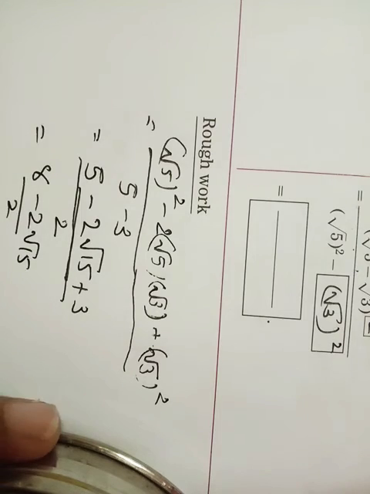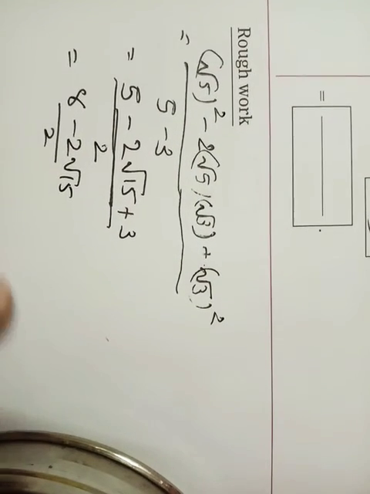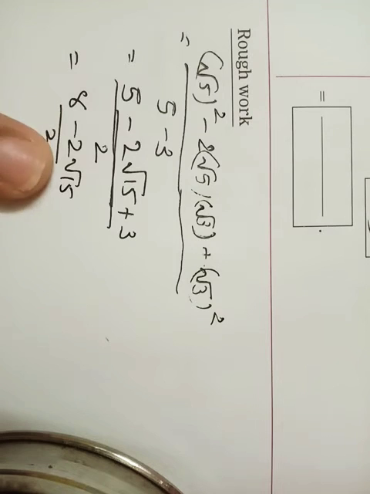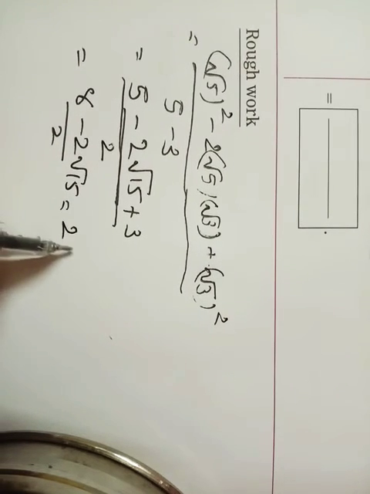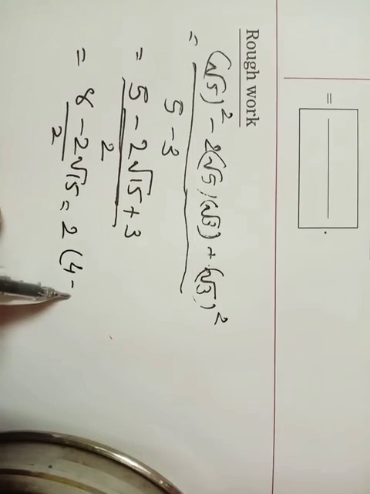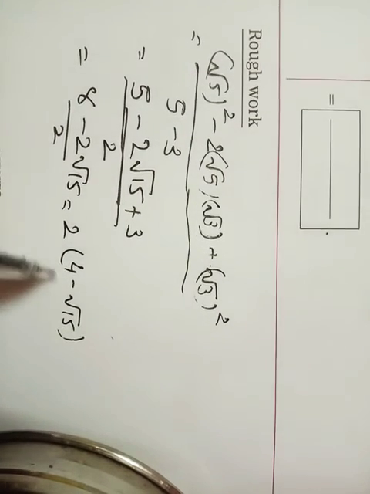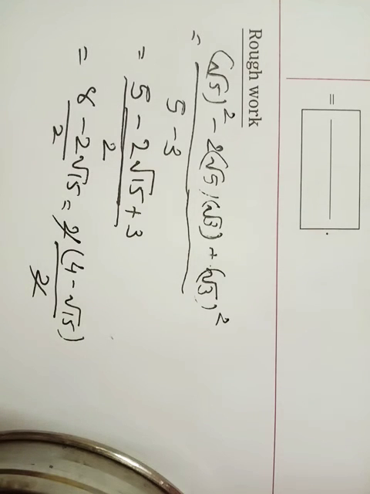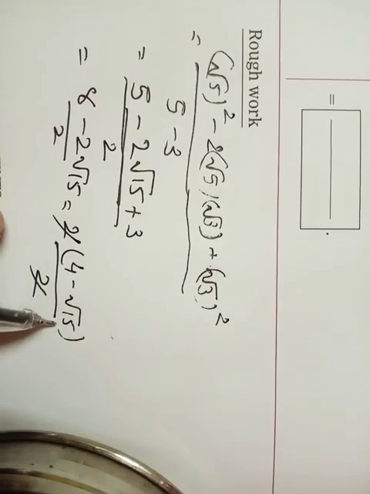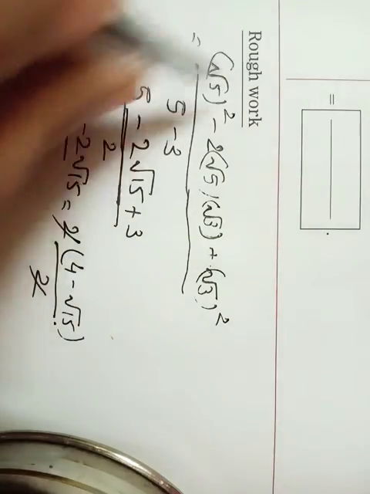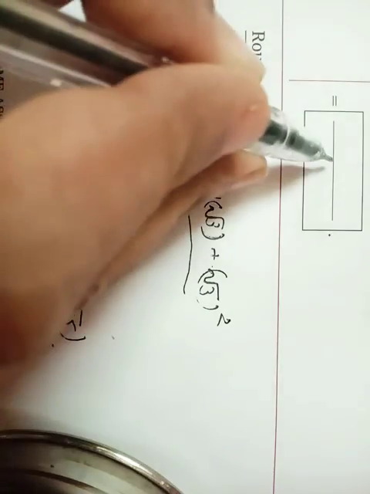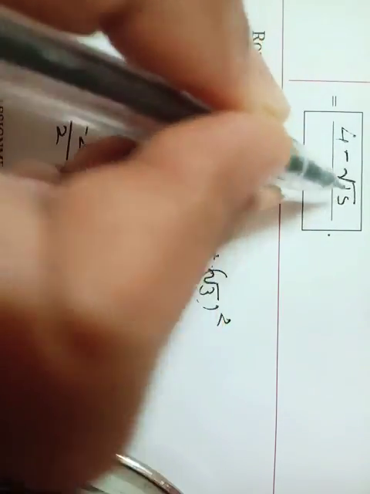Now both these things are even numbers, so I can take 2 common. I can write 2 into 4 minus root 15 upon 2. So this 2 and 2 will cancel, and you will be left with 4 minus root 15. So here the final answer you can write as 4 minus root 15.